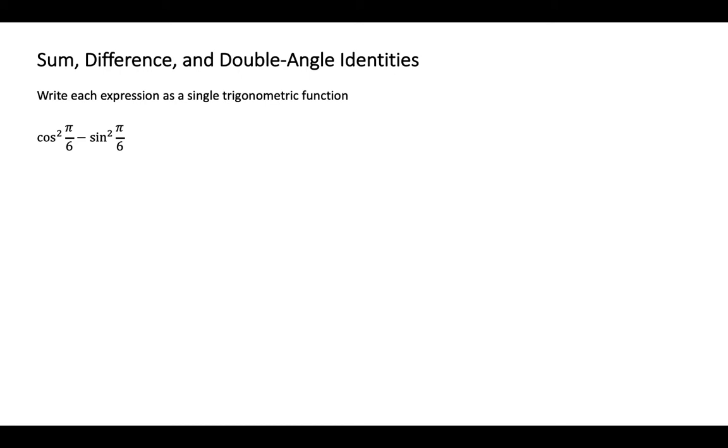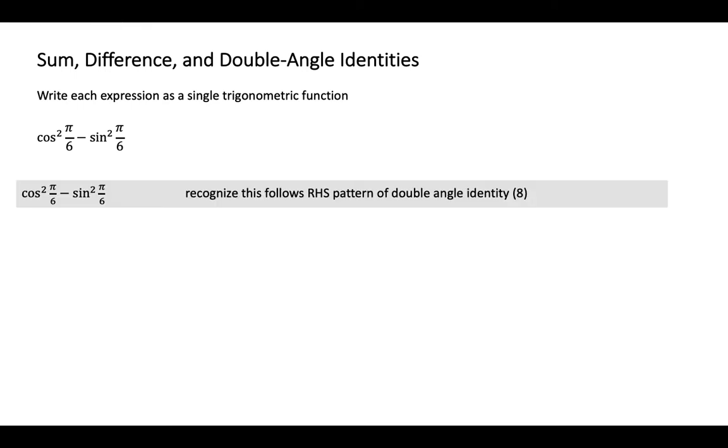Please press pause here and try to identify which trigonometric identity, sum, difference, or double angle. In fact, this follows the right-hand side pattern of the double angle identity number 8. Where alpha is equal to pi over 6.